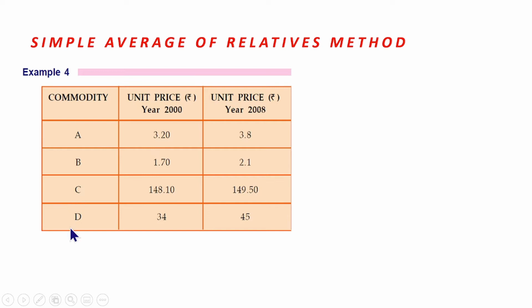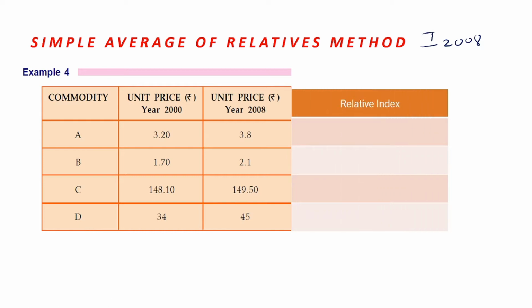Here we are given the commodities A, B, C and D, then the unit price in the base year 2000 and the unit price in the year 2008. We need to find the index number for 2008 using 2000 as the base year. According to this simple average of relatives method, we have to find the index number first by calculating the relative index for each commodity.